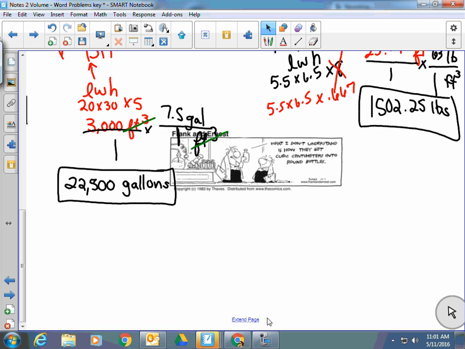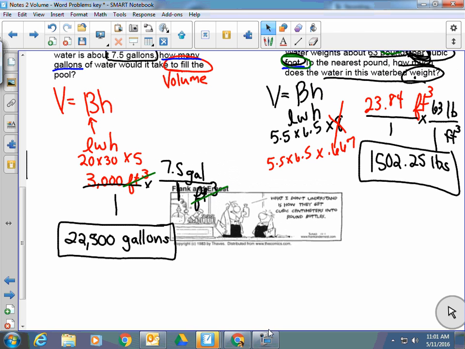It's a lot of water. A big pool. Yeah, but pools take that much, right? Yeah. Take forever to fill.